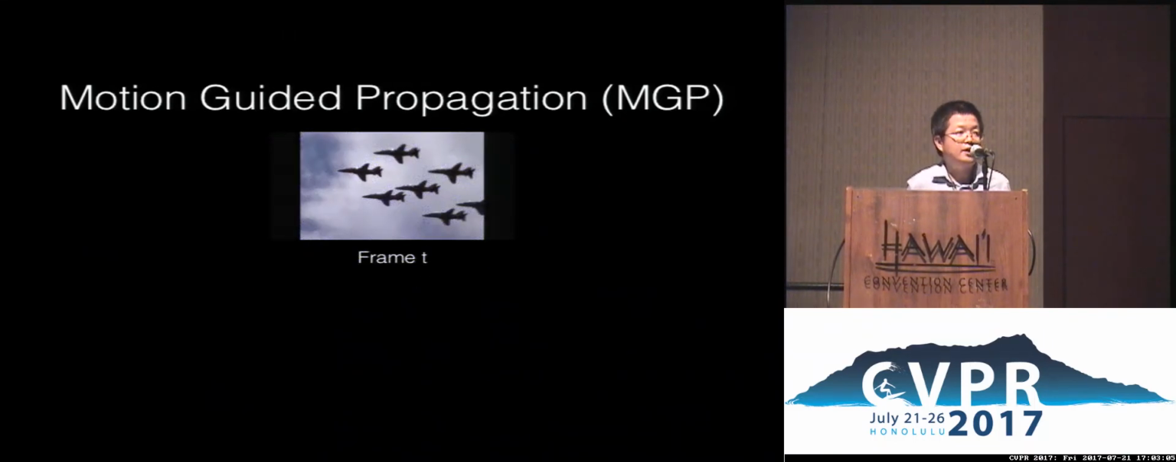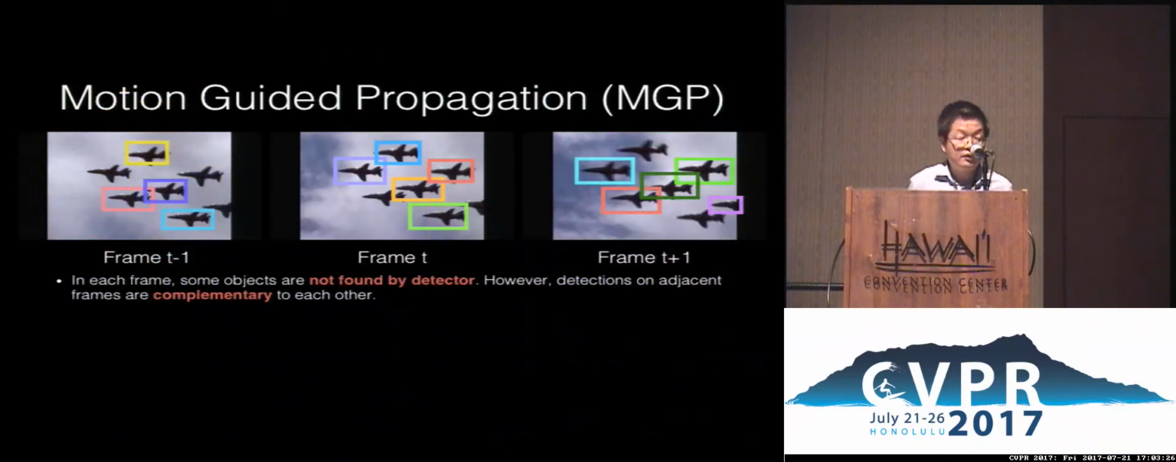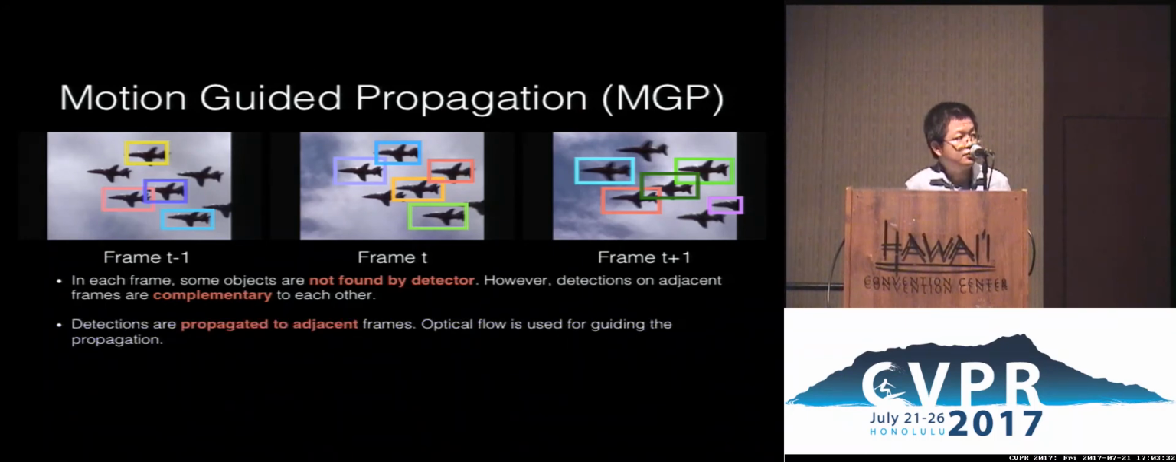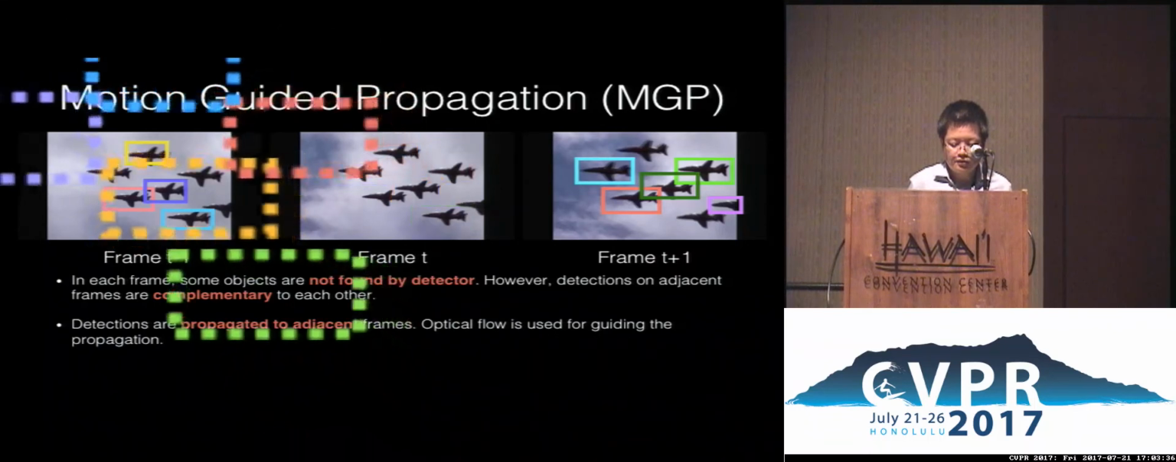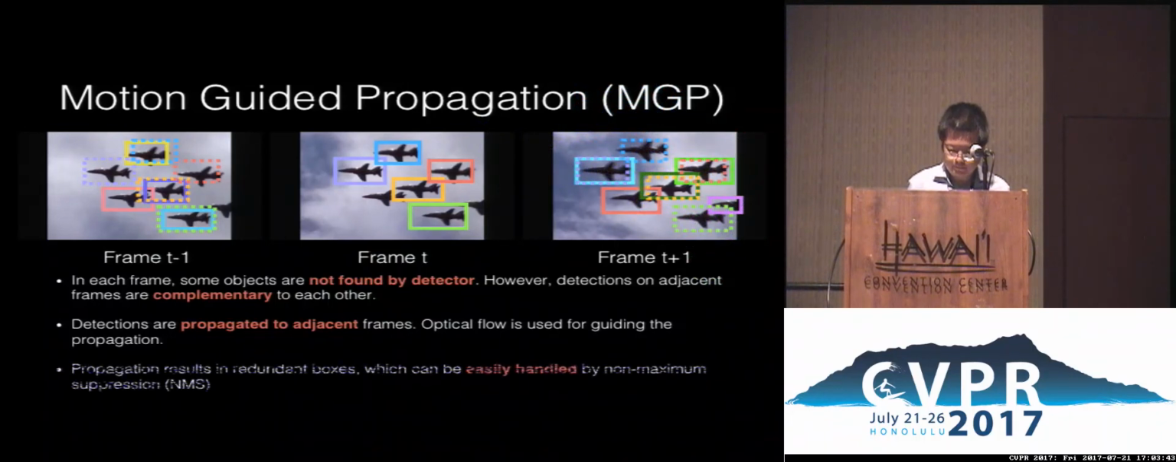And we can also try to use the optical flow to improve this tubelet generation. For each frame, when you detect the region proposals, you may miss some objects on each frame. But if we can compute the optical flow, we can propagate these region proposals to adjacent frames to reduce the misdetections. The propagation results in redundant boxes, but these can be handled in the later stage by using NMS.